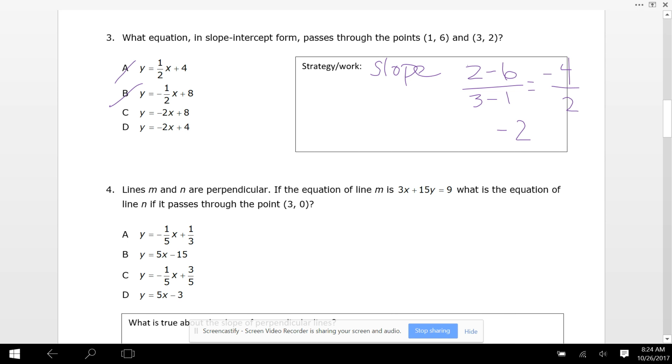And then I'm going to have to use point-slope form and then solve for y. So I'm going to have y minus 2 equals, I'm going to use this point, y minus 2 equals negative 2 times x minus 3. Y minus 2 equals negative 2x plus 6. Add 2 to both sides. I end up with y equals negative 2x plus 8, which is C.